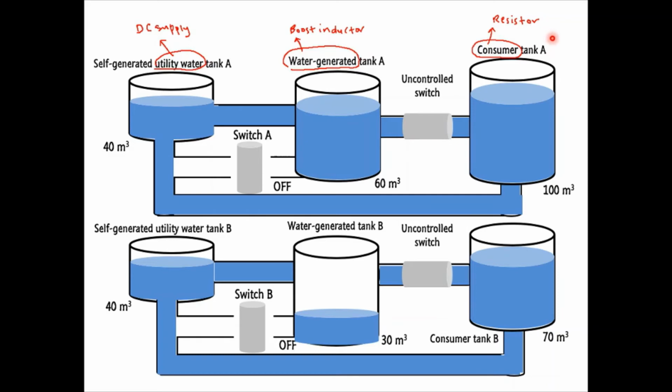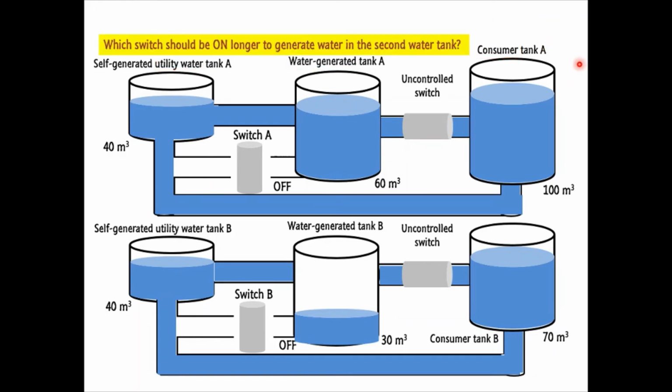transistor is turned off. Now, based on your observation, which switch should be on longer to generate water in the second water tank? Once again, the answer is A. Because based on the demand, the turn-on time of switch A should be longer than switch B. Eventually, we can see that the duty cycle is directly proportional to the demand.